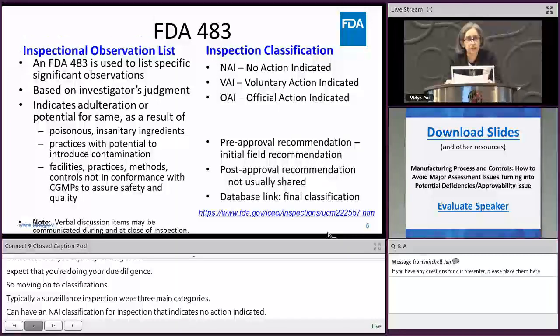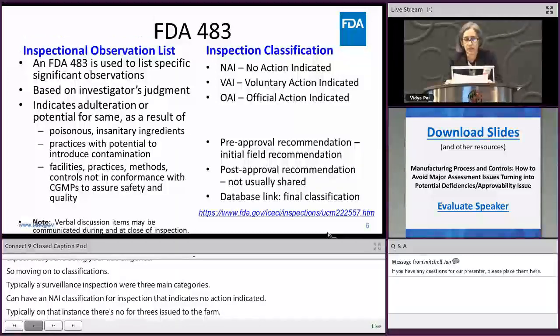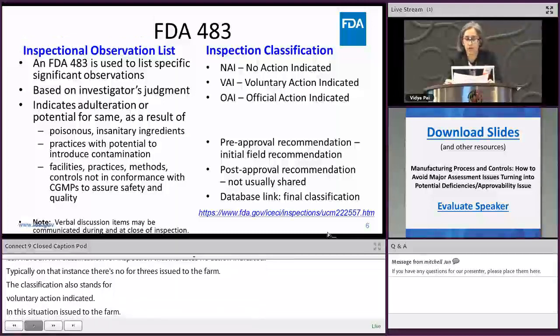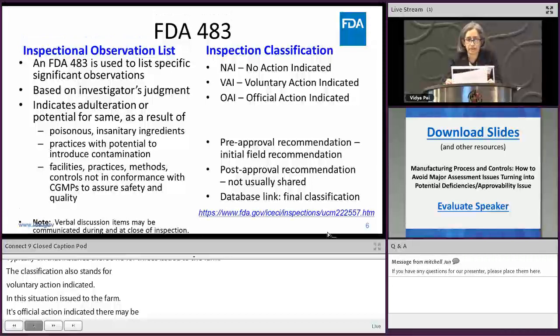A VAI classification stands for voluntary action indicated. In this situation, there may be 483s issued to the firm. An OAI classification indicates official action indicated. In this case, there may be significant issues or risks that rise to the level of impacting patient safety and marketed product quality. So these are just terms that you may come across as part of inspectional classification for your facility.